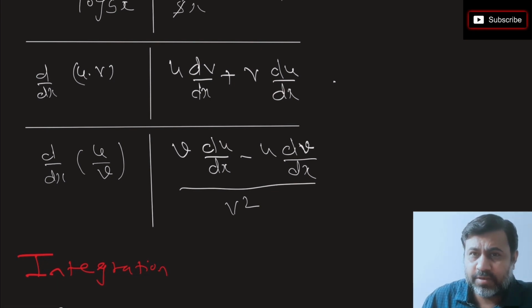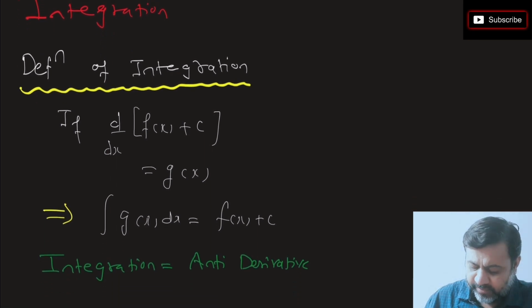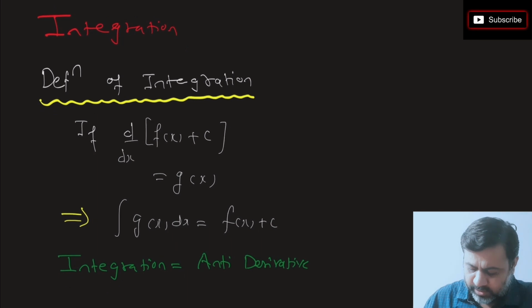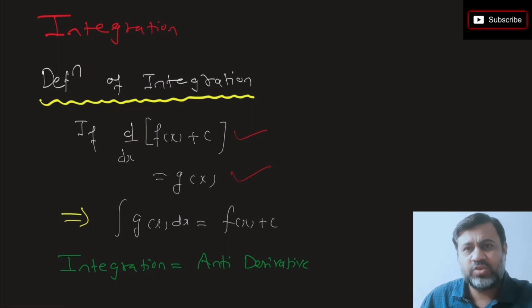Now let's discuss the definition of integration and some formulas of integration. Okay, so what is the definition of integration, that you need to understand very nicely. The definition of integration is: suppose the derivative of f(x) plus c is g(x), then the integration of g will be f(x) plus c. Okay, so to apply the definition of integration, we just remove the derivative sign from one side and put the integration sign on the other side. That's it. That's the definition.